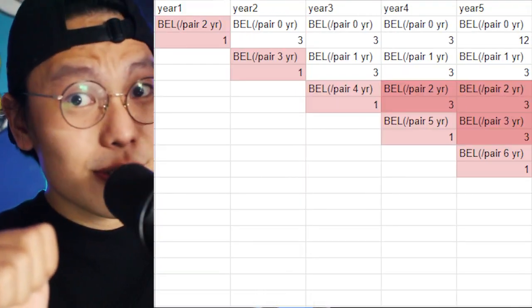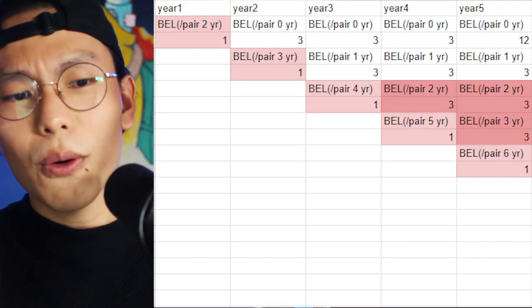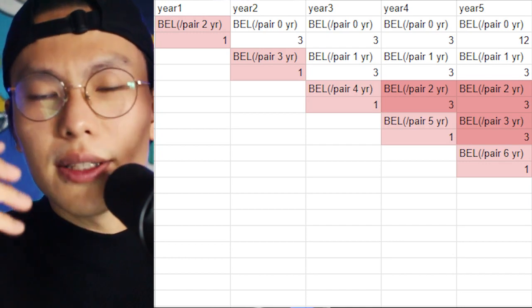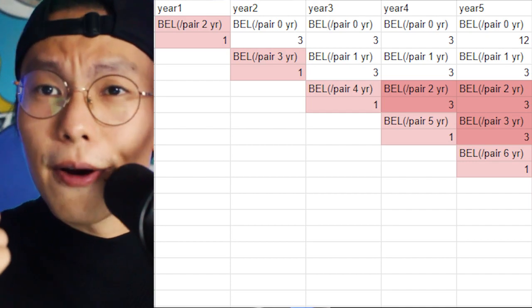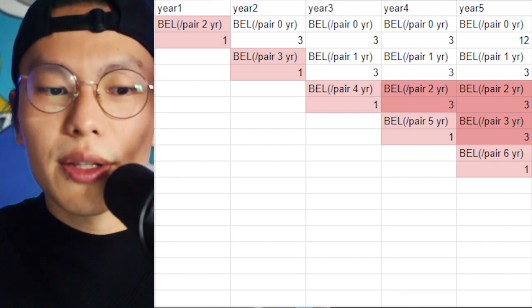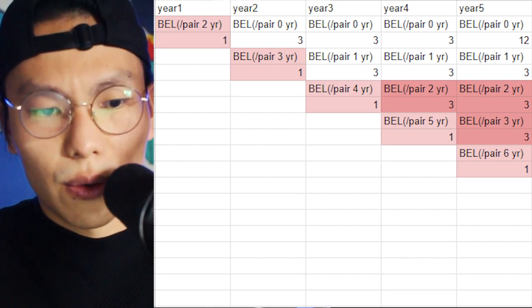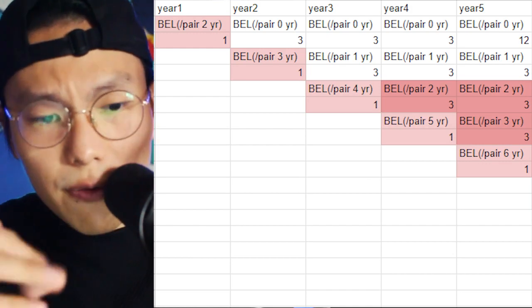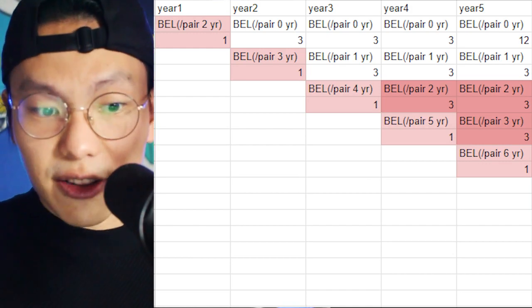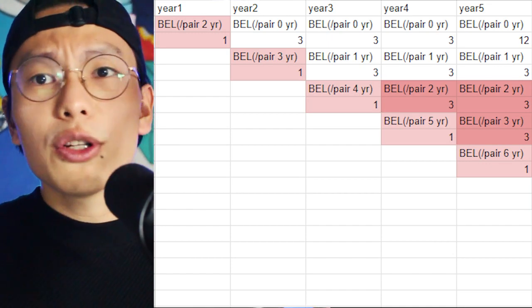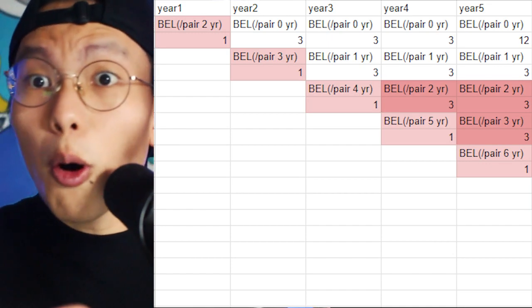Anyway, 4 pairs of breedable ball pythons, so you will actually have 12 pairs of 0 years old on year 5, because each pair would produce 3 more pairs, like I mentioned, and you will still have 3 pairs of 1 years old, 3 pairs of 2 years old, 3 pairs of 3 years old, and 1 pair of 6 years old. So if you look at the snakes you have at this point, you have 3 more pairs that are breedable, which in total would give you 7 pairs of breedable ball pythons.